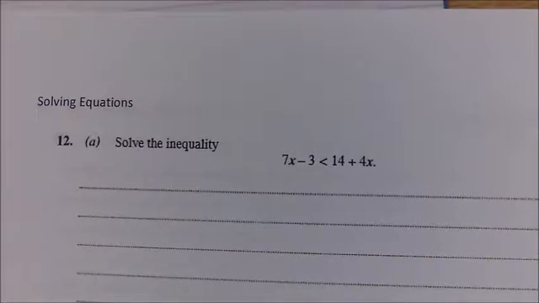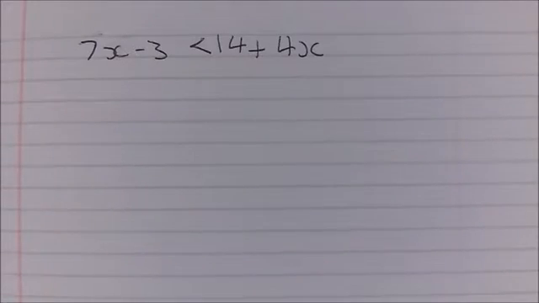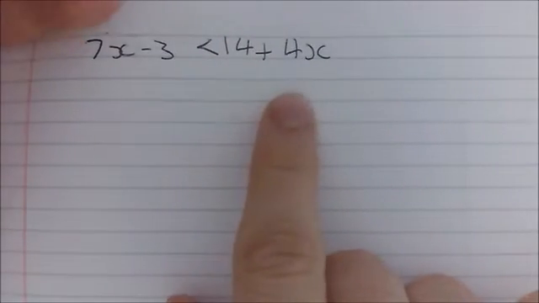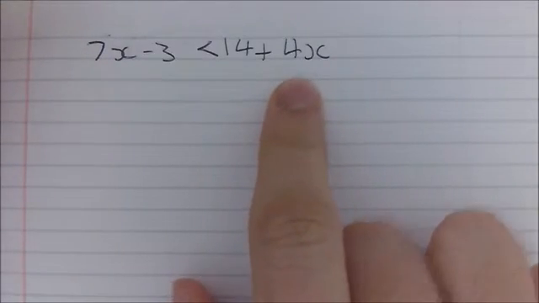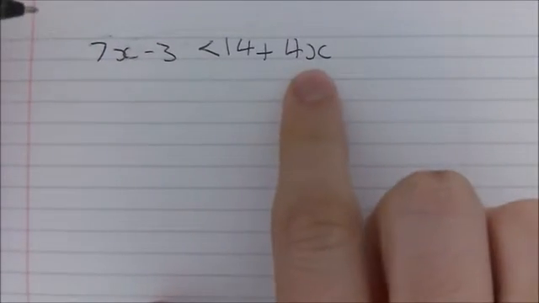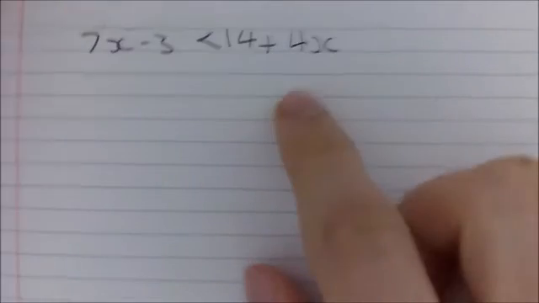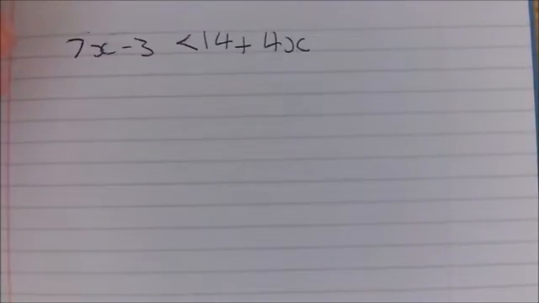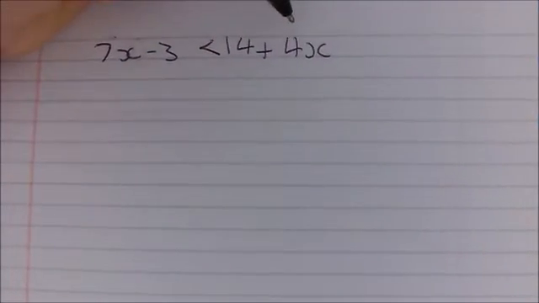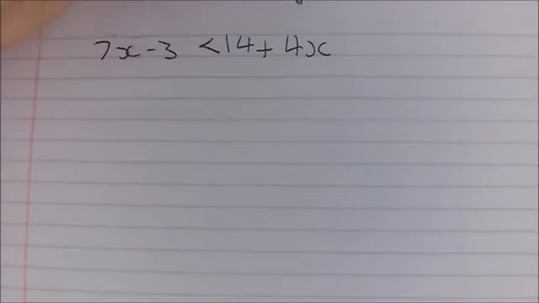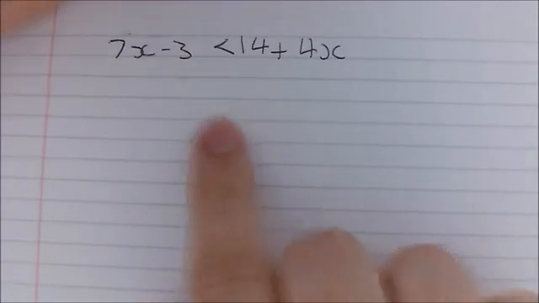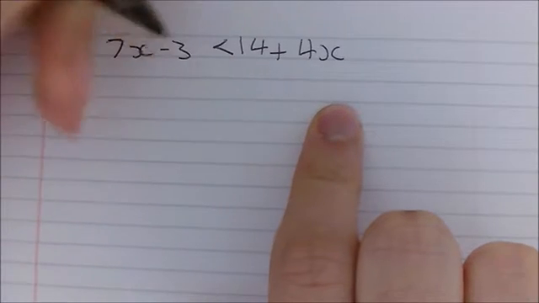So this question asks us to solve the inequality 7x minus 3 is less than 14 plus 4x. And I wrote the question down here. And what I prefer to do is to make sure that the smaller of the x's is removed. So we're going to get rid of the 4x because that's smaller than the 7x. So we're going to have to subtract 4x.